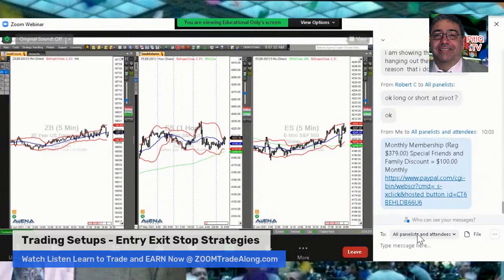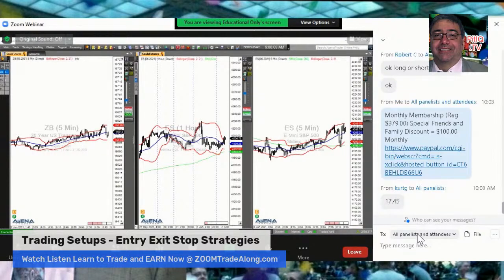All right, we got a nice rotation here off of the blue band 06 area, which is our pivot. We had a little buying opportunity down there. Now we don't always buy the pivot or sell the pivot. It all depends on the price action, like I keep saying.